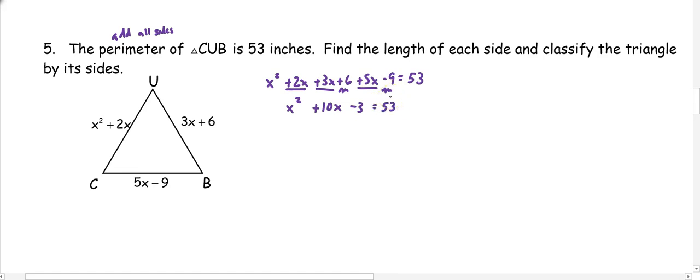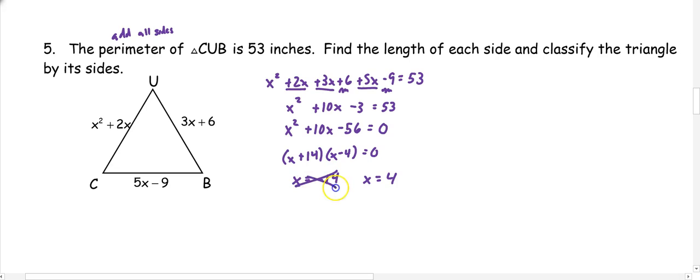So in order to factor, I need to move everything to the x squared side. So I'm going to subtract 53 from both sides. So I get x squared plus 10x minus 56 equals 0. So I need two numbers that multiply to negative 56 and add to 10. So I'm going to have x plus 14 and x minus 4 equals 0. So when I solve, I get x is negative 14 and x is 4.